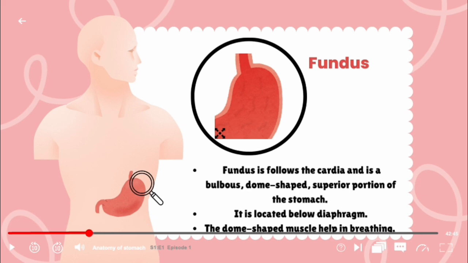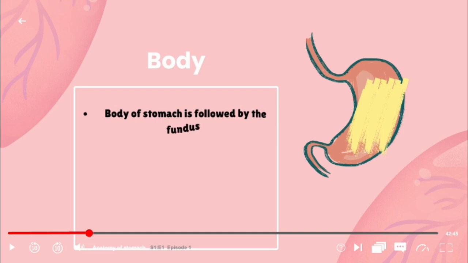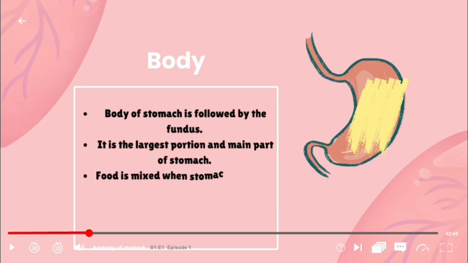Next, the body of the stomach is followed by the fundus. It is the largest portion and main part of the stomach. Food is mixed when the stomach contracts, and the breakdown process begins here.